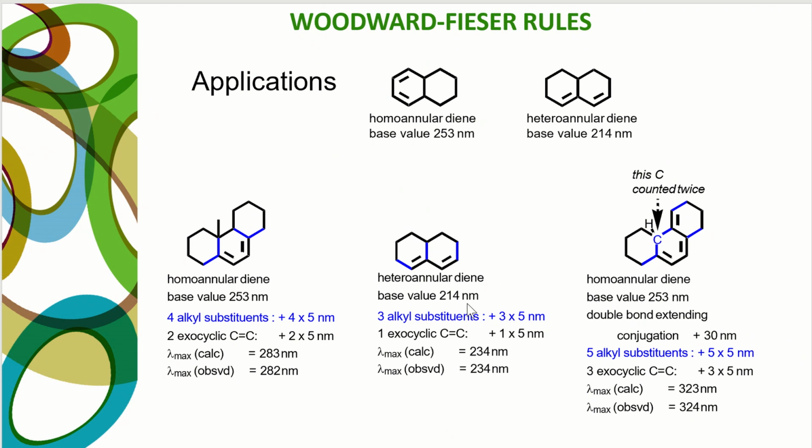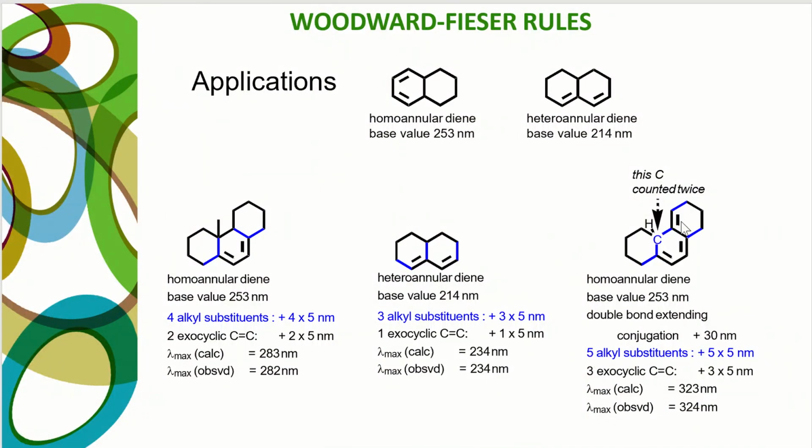All right, so let's go ahead and do the same calculation for the heteroannular diene seen here. As mentioned up here, the base value is 240 nanometers. In this case, we have 3 alkyl substituents, one here, and one here. We have 1 exocyclic double bond. Clearly this double bond is not exocyclic, so this one would be the exocyclic double bond, and we only have 1 of such. We add these all up and we get 234 nanometers, which is exactly the same as the observed lambda max.